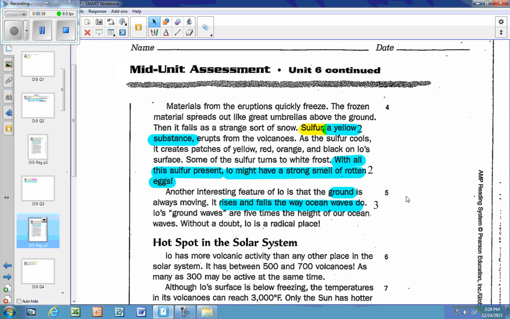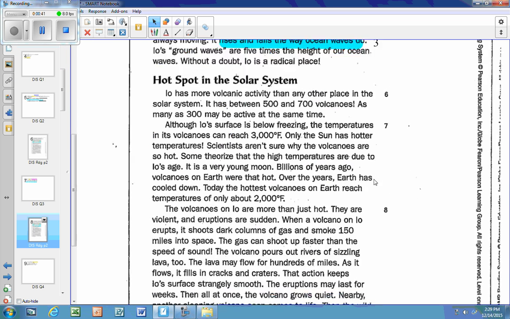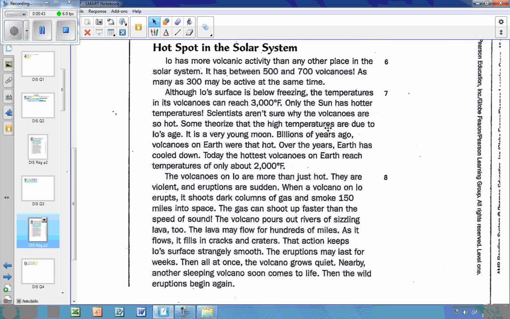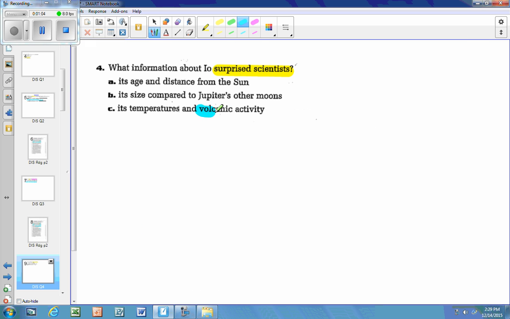Okay, we've been dealing in sequence, so we're starting in a new section here, hotspot in the solar system. Io has more volcanic activity than any other place in the solar system. It has between 500 and 700 volcanoes. As many as 300 may be active at the same time. Okay, I don't have anything about surprising yet, but I do seem to be talking about volcanoes, which connects to this idea here, volcanic activity. So I'm leaning towards that answer right now.